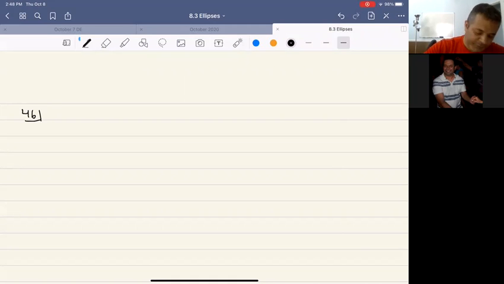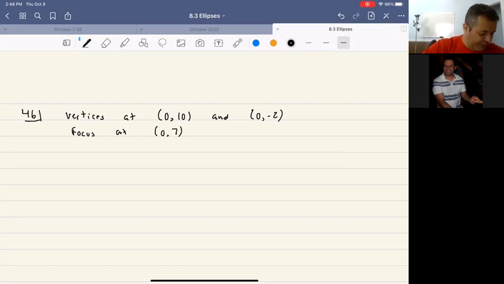So we have vertices at 0, 10 and 0, -2, and a focus at 0, 7. So we're going to find the equation of the ellipse.